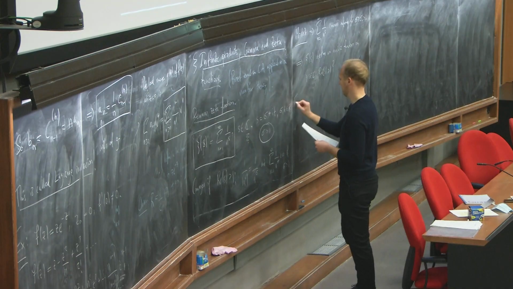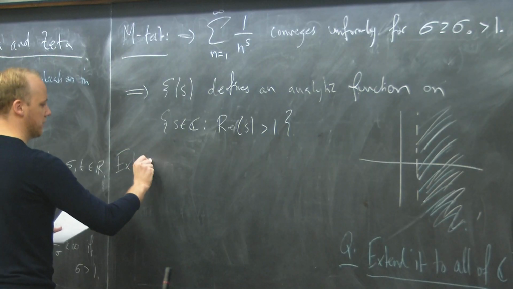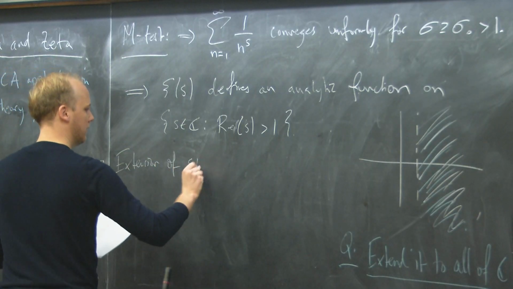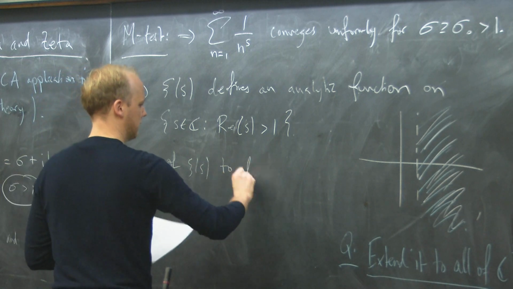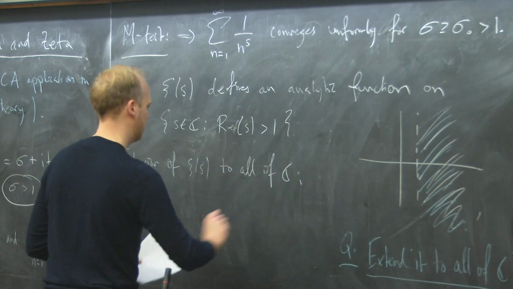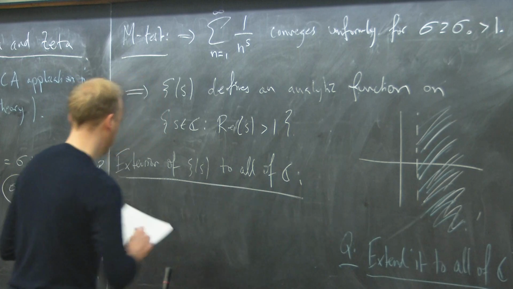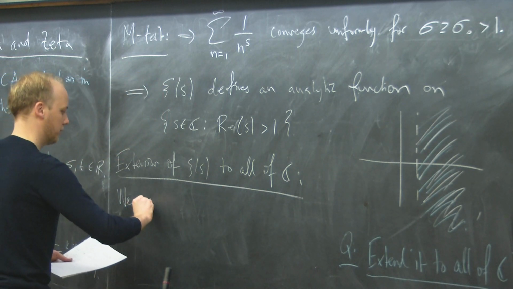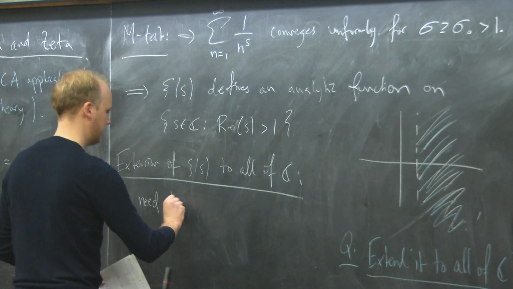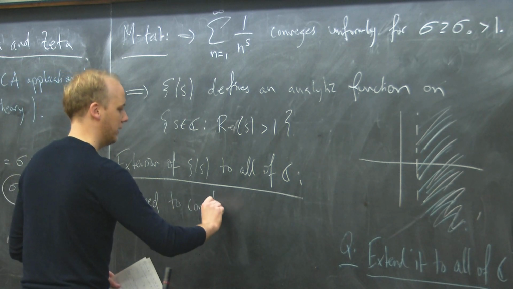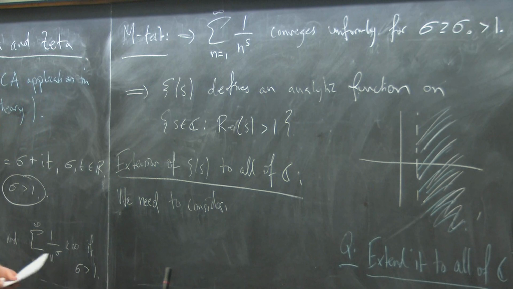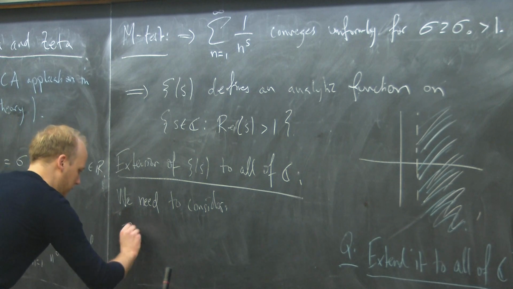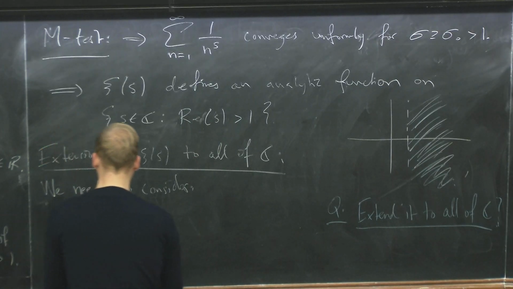So the topic is extension of psi of s to all of C. And to do this, we need to consider also the gamma function. So we make a little intermezzo, a little pause here in our study of the zeta function to consider the gamma function, which was introduced by Euler.